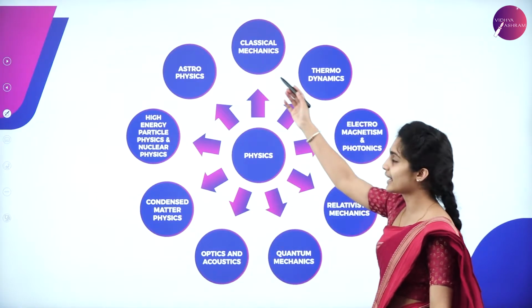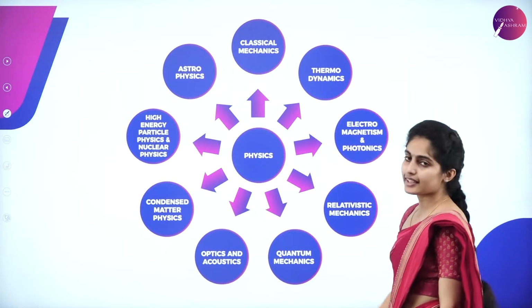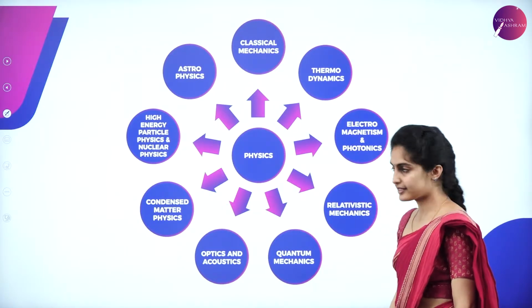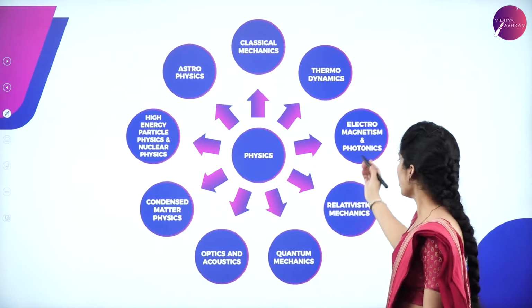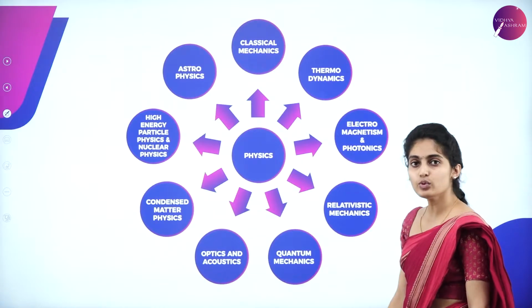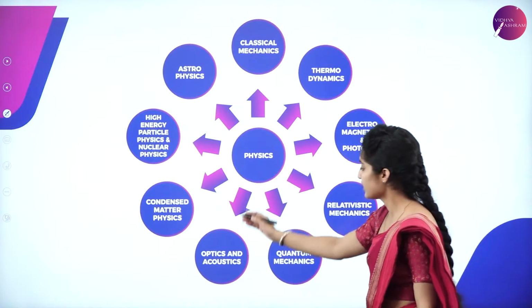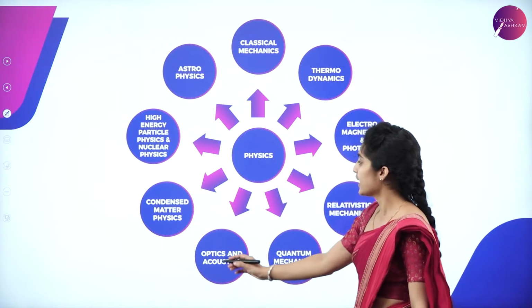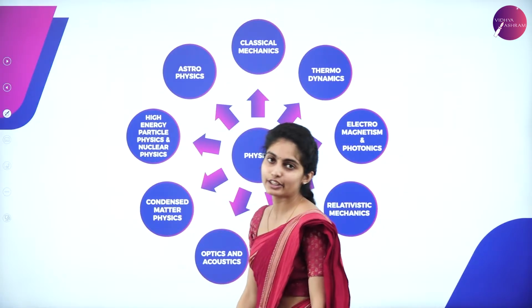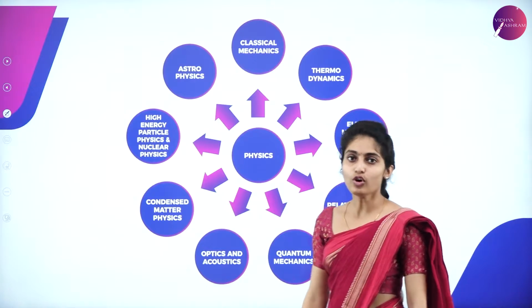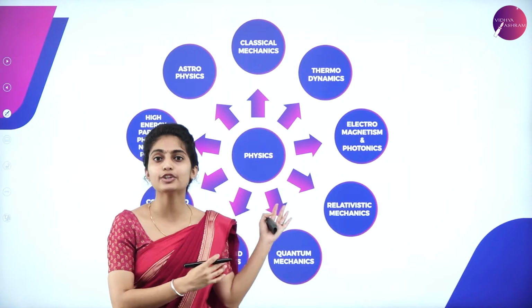That is, it can be like classical mechanics. One is classical mechanics. Next is thermodynamics. Then electromagnetism and photonics, another one is relativistic mechanics and quantum mechanics, optics and acoustics, condensed matter physics, high energy particle physics and nuclear physics, and astrophysics, and many others. We have too many different branches, out of which the main branches have been told here.